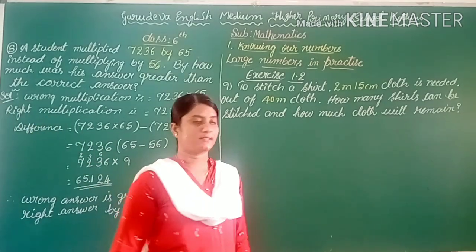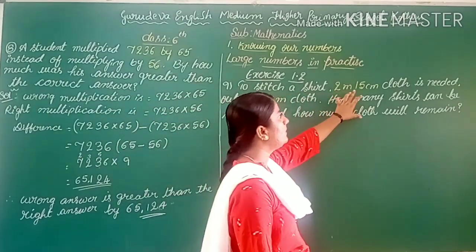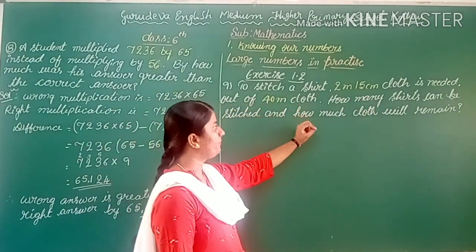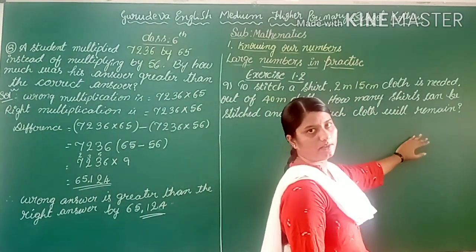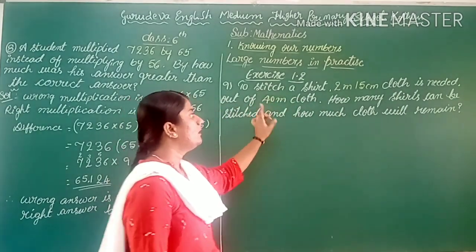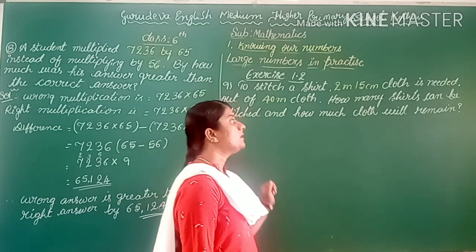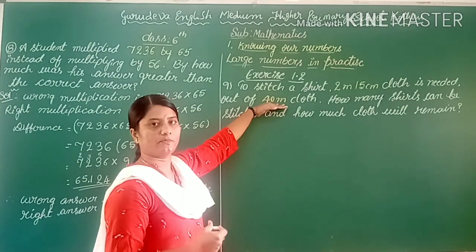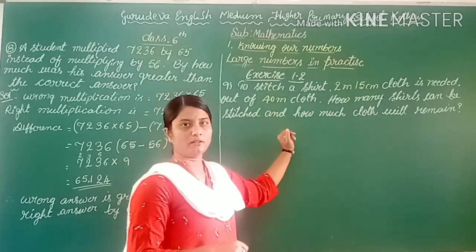Is it clear? Yes. Then the next one is the 9th question. To stitch a shirt, 2 meter 15 centimeter cloth is needed. Out of 40 meter cloth, how many shirts can be stitched and how much cloth will remain? Here there is a 40 meter cloth. To stitch one shirt, we need 2 meter 15 centimeter. So out of the 40 meter cloth, how many shirts can be stitched and what is the length of the cloth that will remain? So we have to find it.